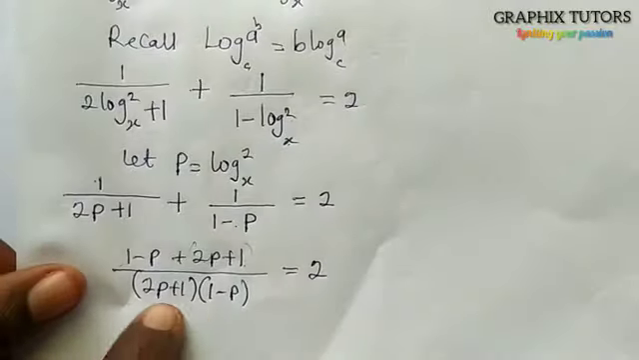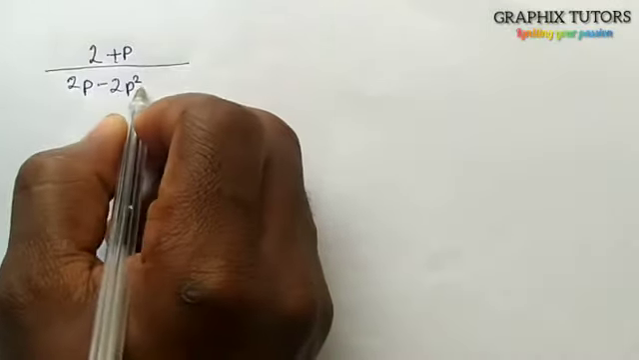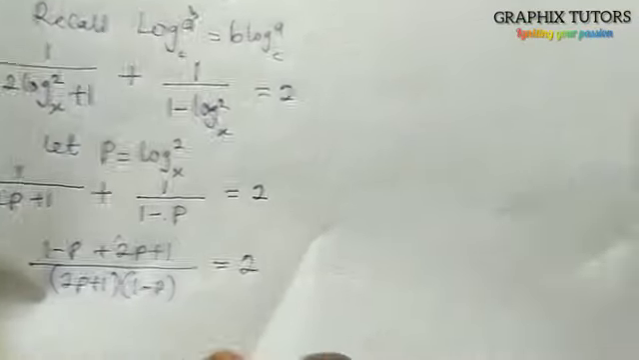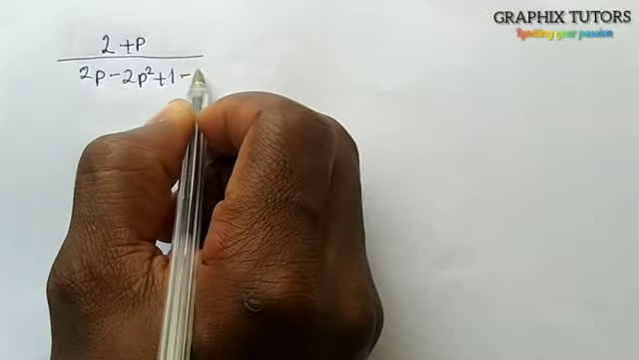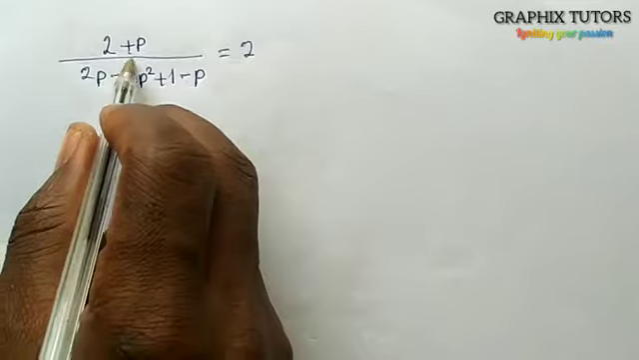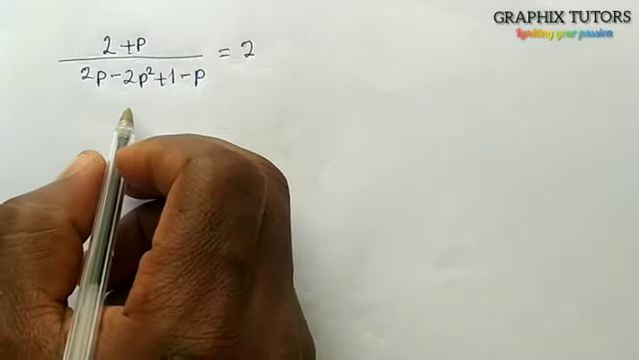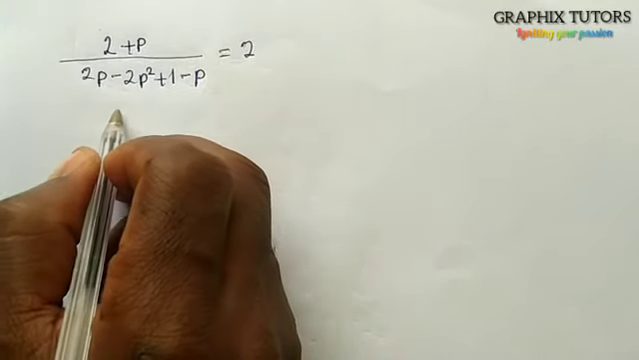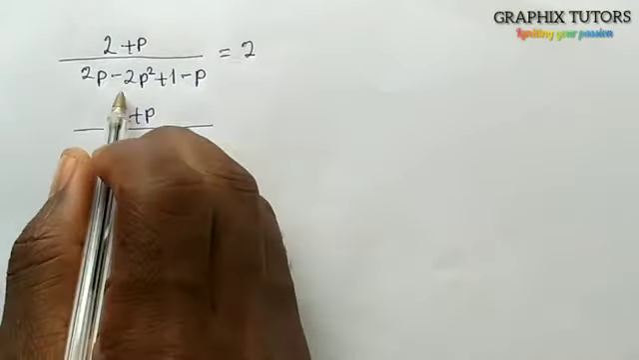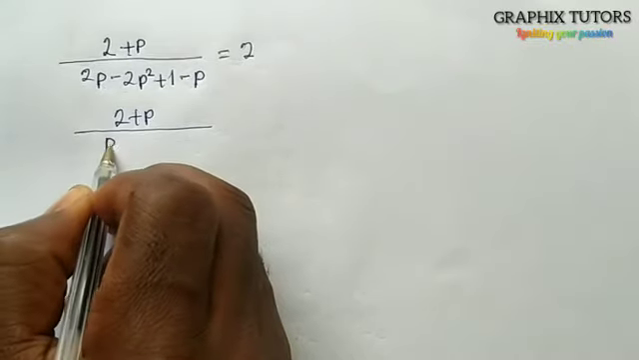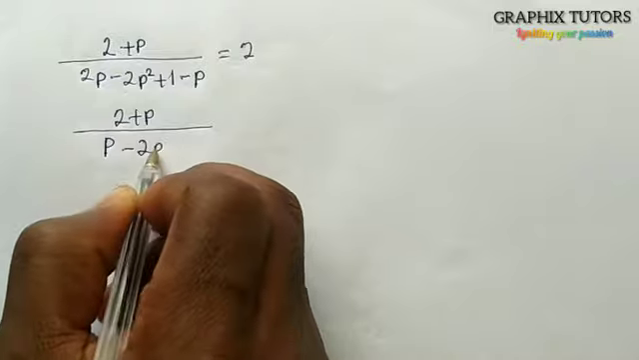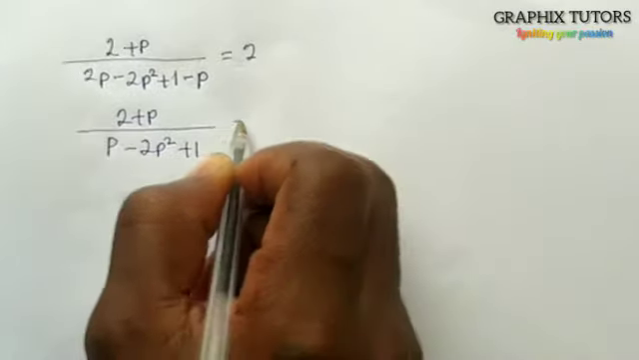Then 1 times 1 is 1, so give me plus 1. And 1 times minus p gives me minus p. So all equals 2. From here, if I collect like terms, I'll be left with 2 plus p all over 2p minus p, which is p, right? We still have my minus 2p square plus 1 equals to what?